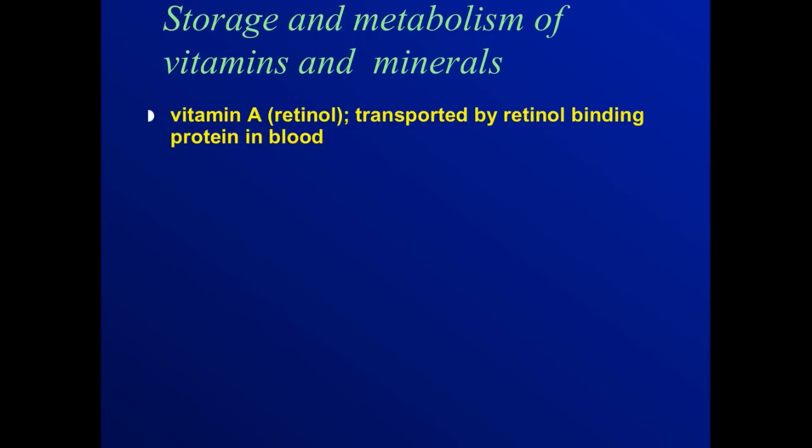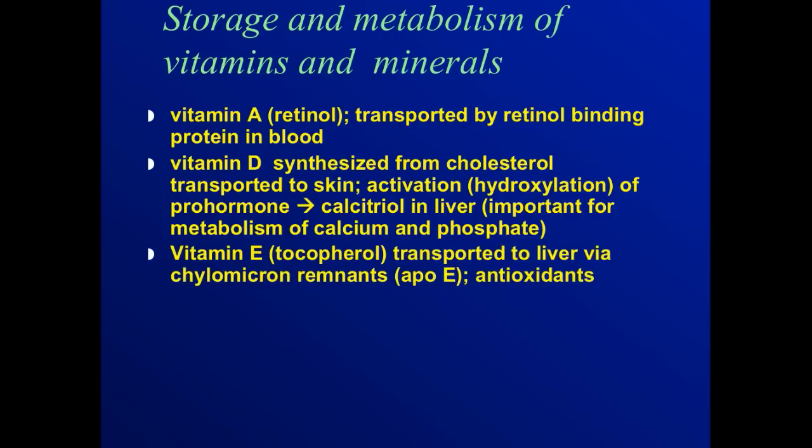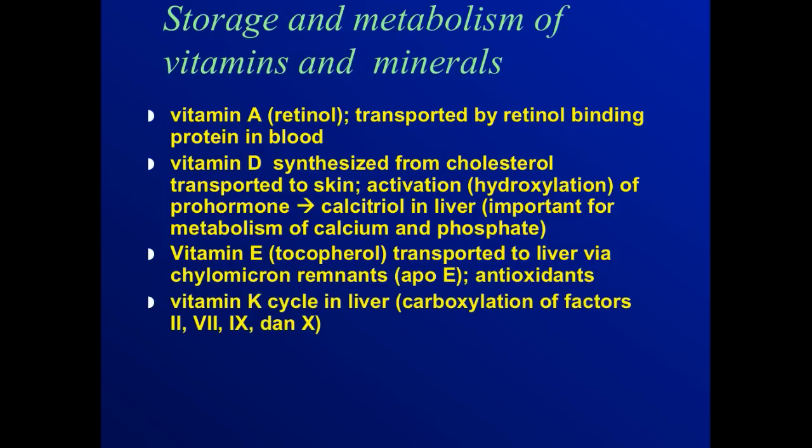Yeah? For example, vitamin A, the retinol, is transported by a retinol binding protein in the blood and then stored in the liver. Okay? Vitamin D is synthesized in your skin and then activated in the liver, and then also in the kidney, which will finally form calcitriol. Vitamin E is also stored in the liver, in the tocopherol state or in the chylomicron remnants in the form of ApoE, right? And the vitamin K cycle, which is important during the synthesis of your clotting factors, also happens in the liver.